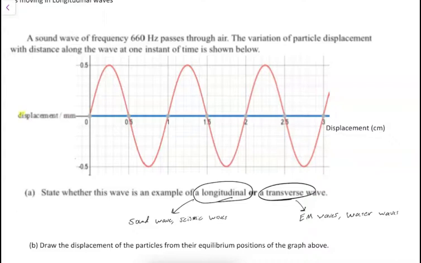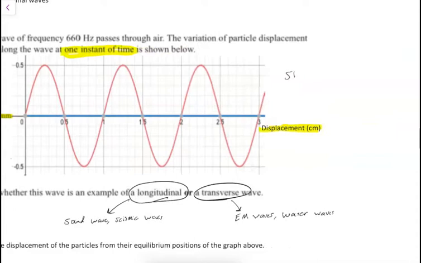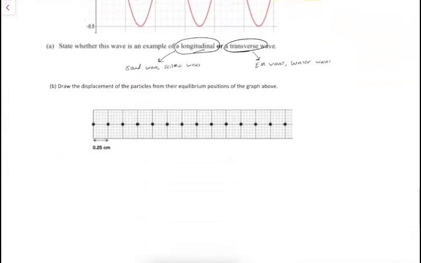We have displacement in the y-axis and displacement or distance or position in the x-axis, meaning we are looking at one instant of time. Well, how do we stop time to do that? This must be a snapshot graph, because we are stopping time or taking a picture of a wave at an instant in time.